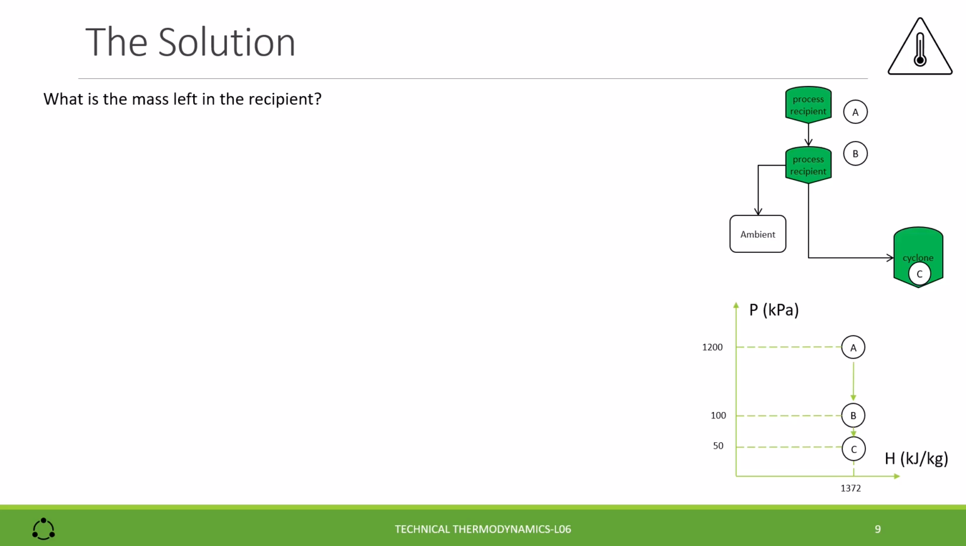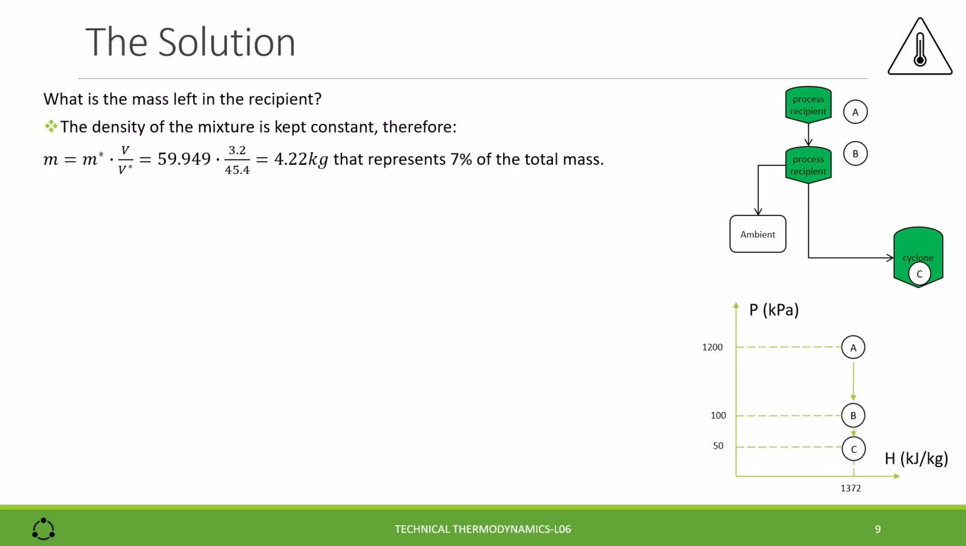What is the mass left in the recipient? The density of the mixture is kept constant. Therefore, the mass is the product of the mass of the state A into the ratio of the volumes. We find 4.22 kg, that represents 7% of the total mass. As a consequence, also the steam and the nitrogen masses will be reduced accordingly.